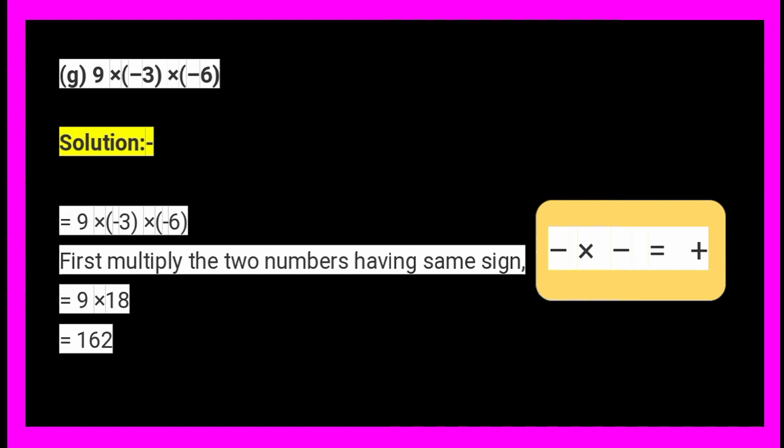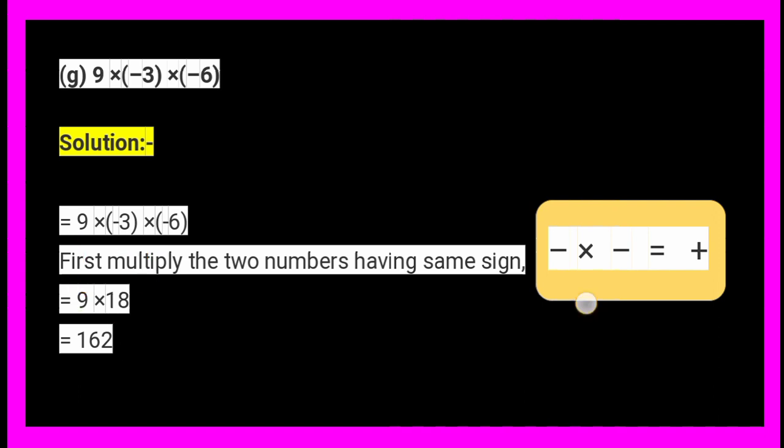Next is 9 multiplied by minus 3 multiplied by minus 6. Here we have again two integers negative. So we know that by multiplying negative integers we always get positive as answer. That means here if we multiply 3 and 6, then we get the answer 18. That is minus 3 multiplied by minus 6 is equal to 18. Then after we multiply it with this 9, and we know that 18 nines are 162. So answer is 162.